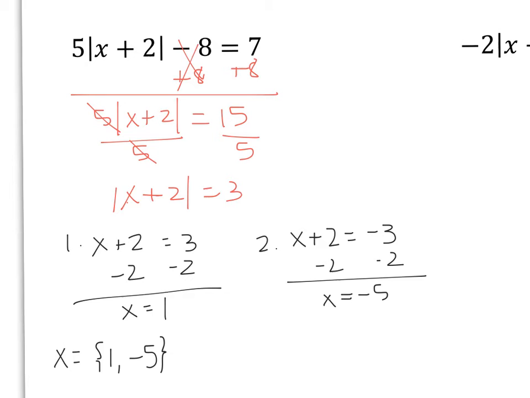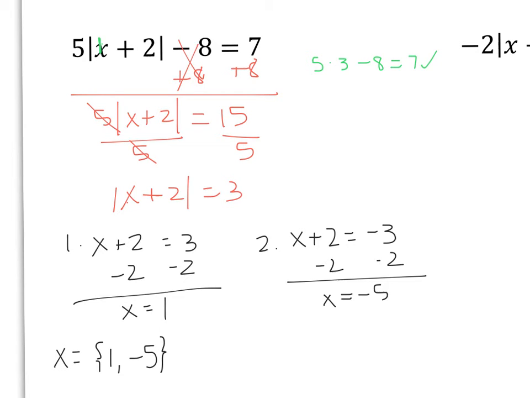But I'm going to check my work, probably before I circle my answer. And so when I plug them back in, I'll plug in 1. If I plug in 1 here, 1 plus 2 is 3. 5 times the absolute value of 3 is just 3. So 5 times 3 is 15, minus 8 does equal 7.